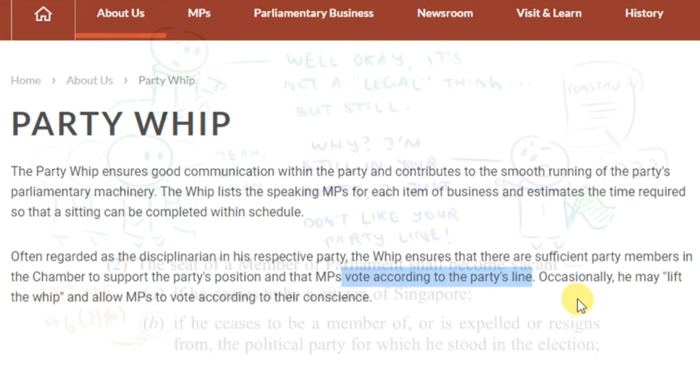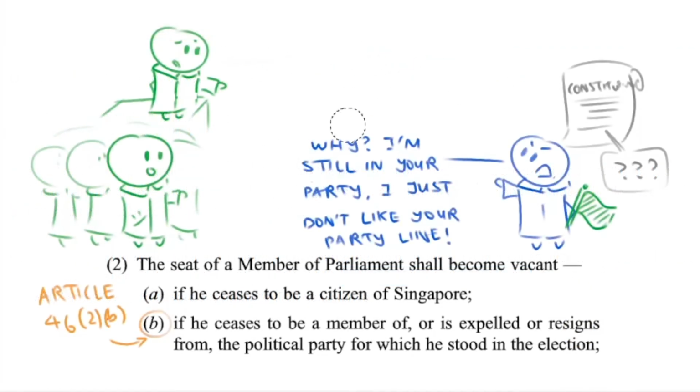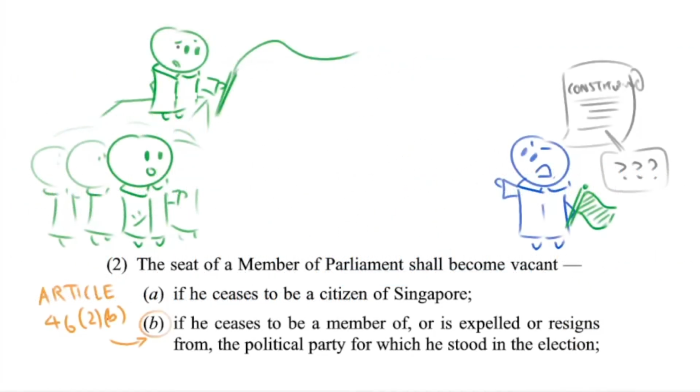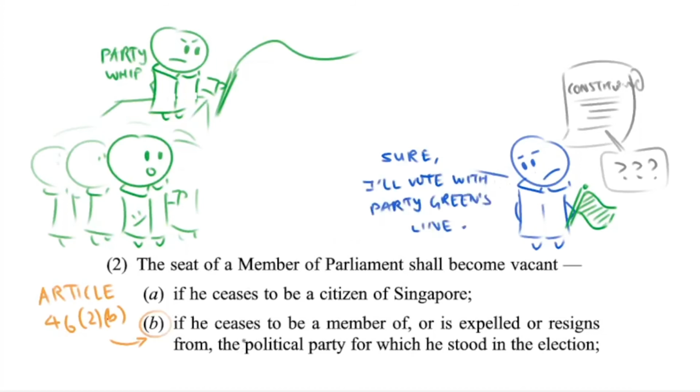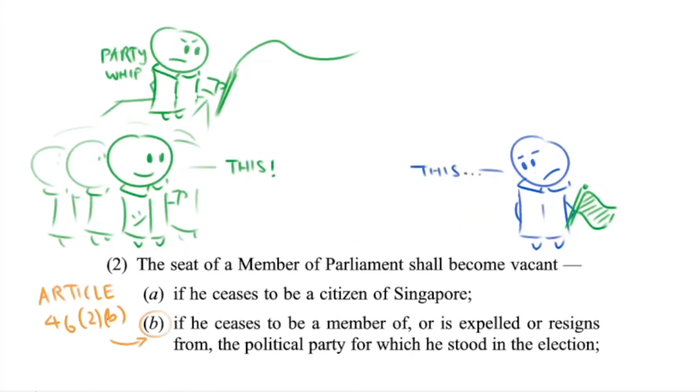Together with Article 46, subsection 2b, members of political parties in Singapore cannot change their allegiances once they have been elected. And because of the party whip, they must also vote in accordance with their party's ideology. That's how political parties work in the Parliament of Singapore.